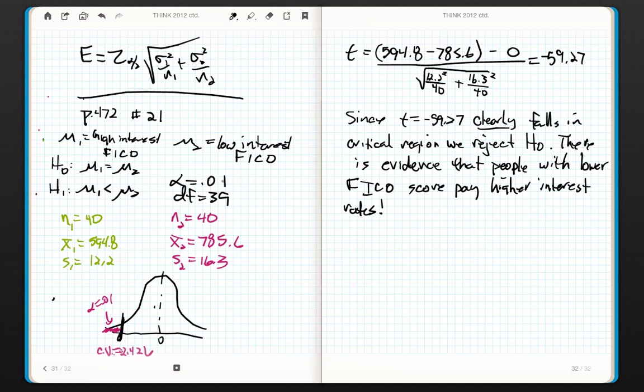Okay, alpha equals 0.01, and my degrees of freedom, remember, you take the smaller of the samples and subtract 1 from it, and in this case we ended up with 39, because they both have 40 in the sample. Then I just wrote down what I got. For my low interest people, I took the average of their FICO scores. FICO is a credit rating agency, based on all kinds of things. We'll talk about it more in class. There were 40 of them. The average was 594.8 with a standard deviation of 12.2. Excuse me, that was the high interest group. In the low interest group, the people who paid lower interest on their mortgage, there were 40 of them. They had an average of 785.6 and a standard deviation of 16.3.